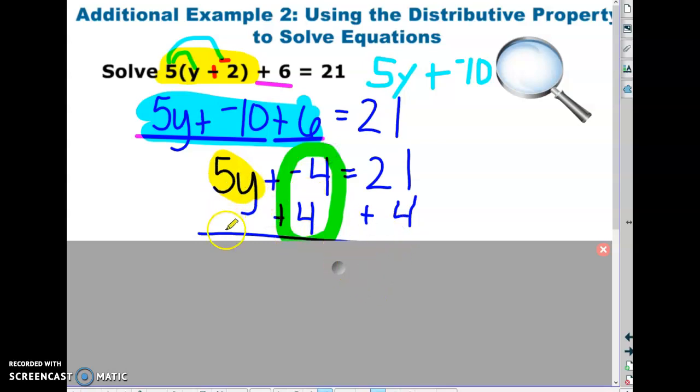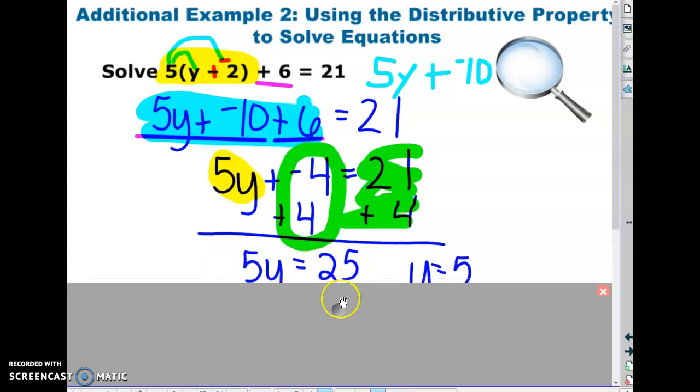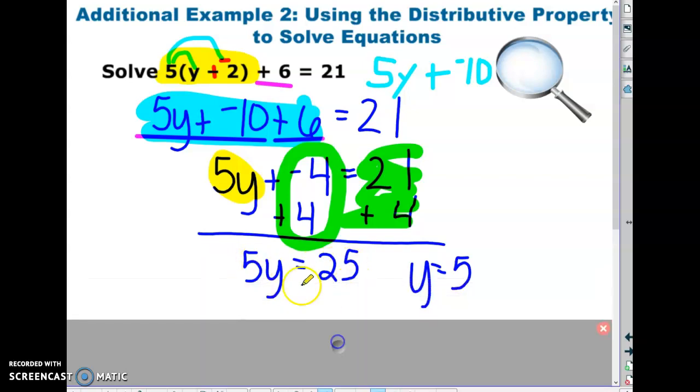So I'll still have 5y. This is 0. This is going to give me a 25 when I add down. So my equation now says 5y is equal to 25. I could think in my head, I know 5 times 5 is 25. Otherwise, proving it, to undo multiplying by 5, I'm going to divide both sides by 5. 5y divided by 5 is y. 25 divided by 5 is going to give me 5.